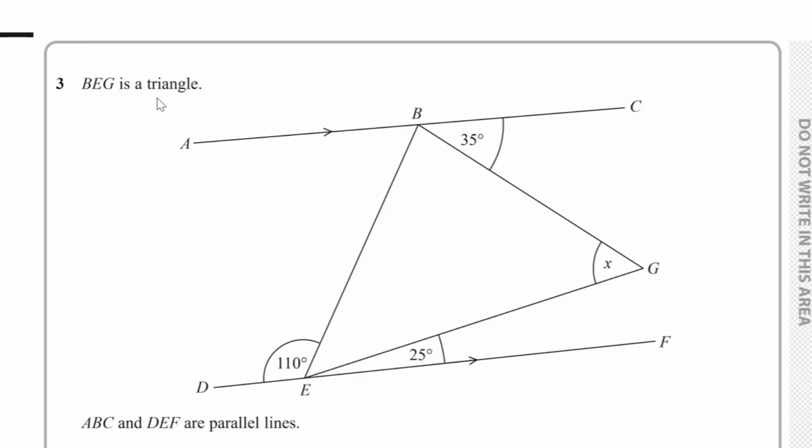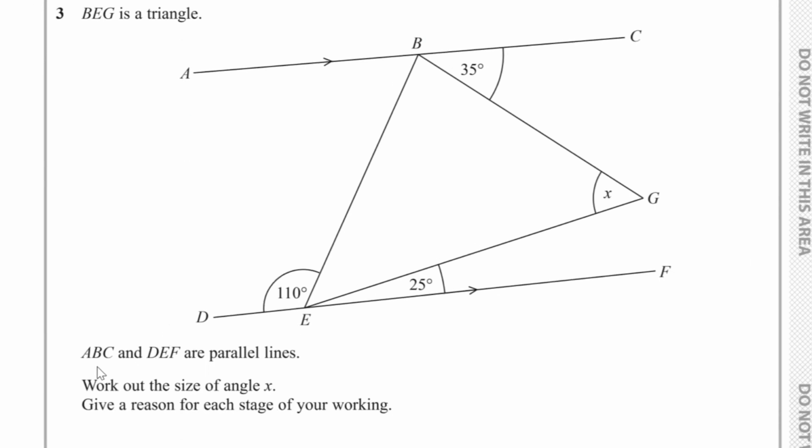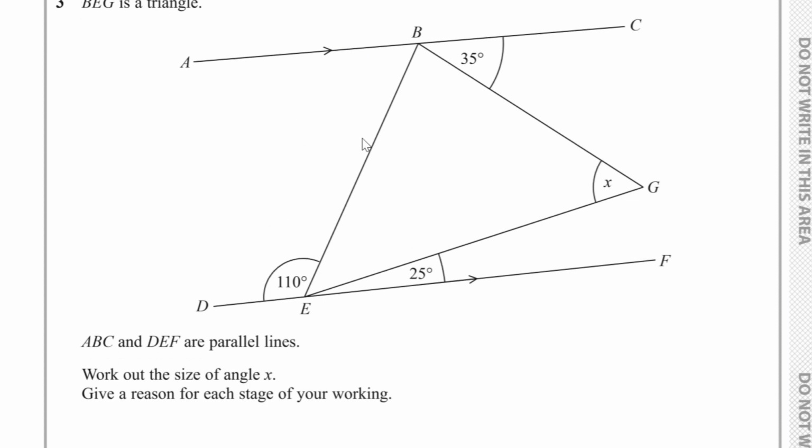Question number 3. BEG is a triangle, and A, B, C and D, E, F are parallel lines, and we have to work out the size of this angle X, giving a reason for each stage of our working. Well, what we can do to begin with is recognize we have 2 parallel lines and that co-interior angles add up to 180.